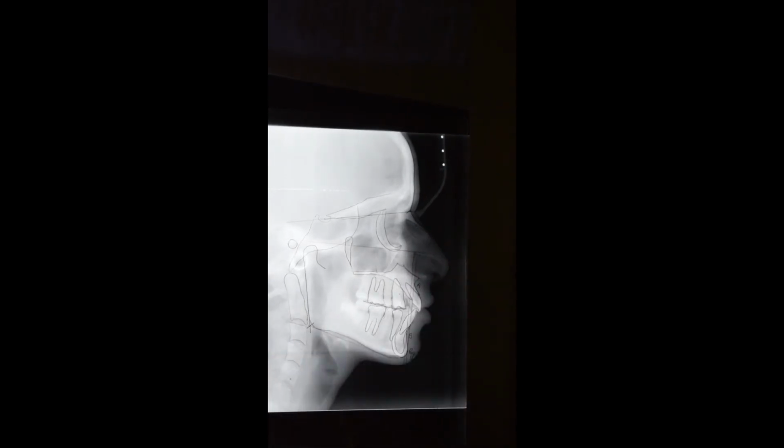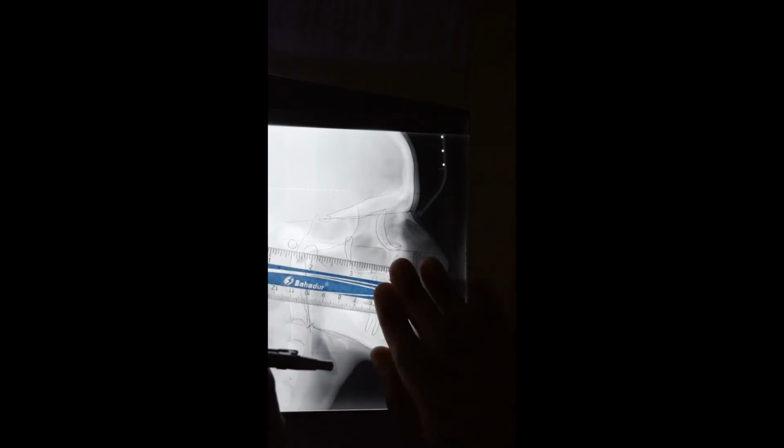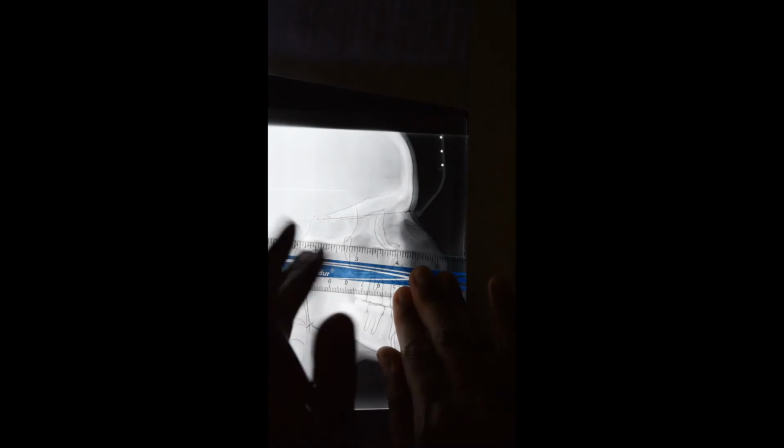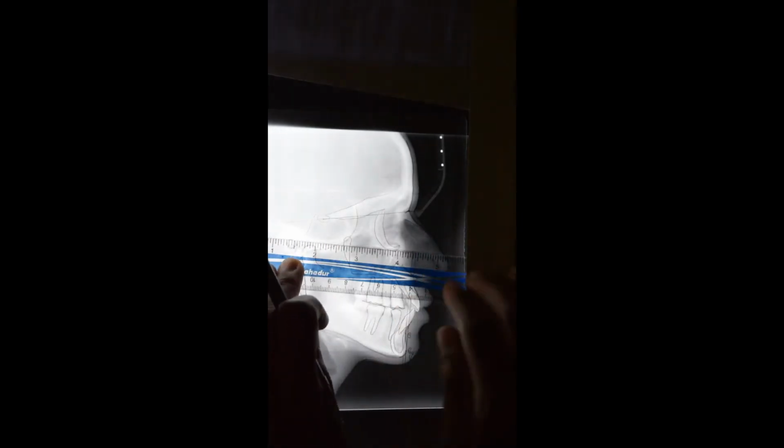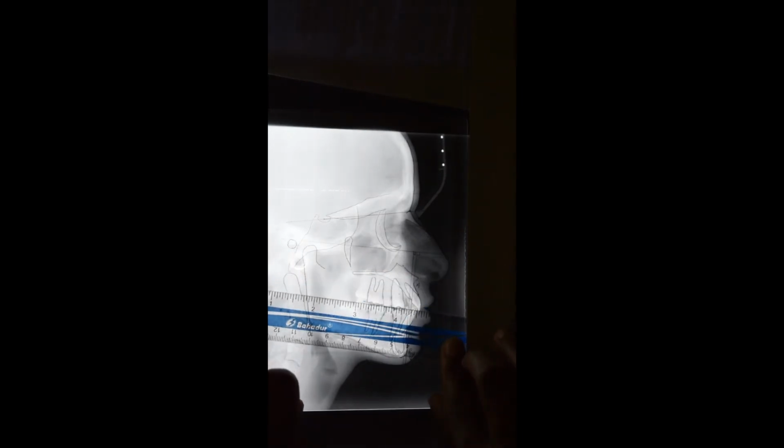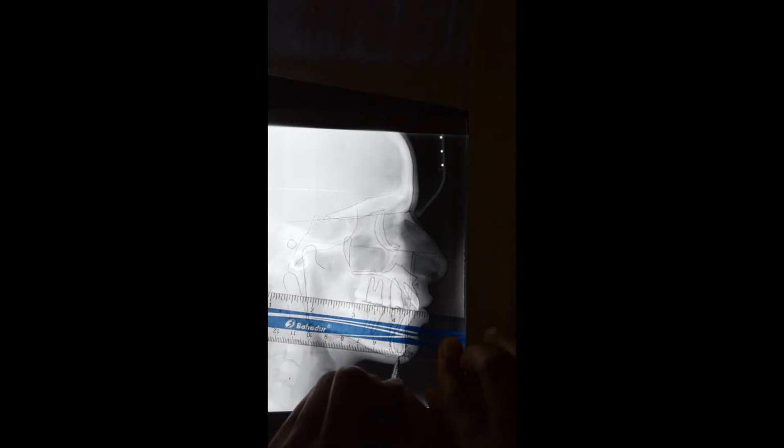Now, for the menton point, using the scale and keeping it straight onto the Frankfurt horizontal, I will take this straight down at the level of the most inferior point on the chin. And this becomes my point menton.